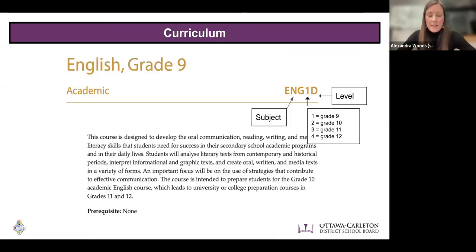So the Grade 9 English course is designed to support students to develop oral communication, reading, writing, and media studies. And this course really prepares students for English at the grade 10, 11, and 12 level.